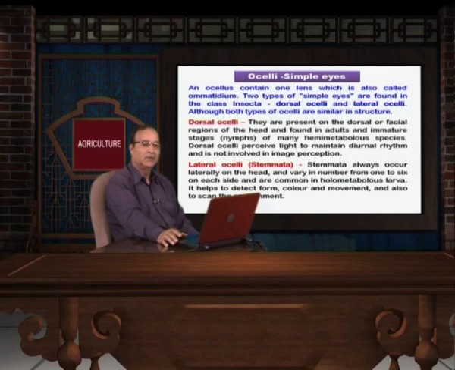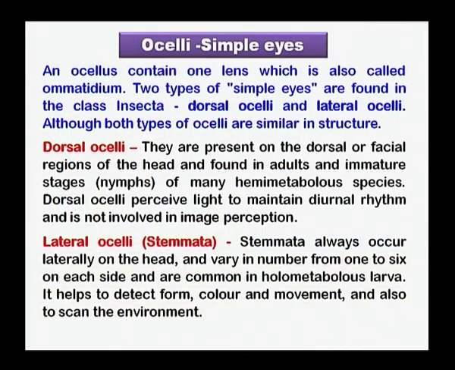Now coming to the ocelli, which are also known as simple eyes. An ocellus contains one lens, which is also technically called an ommatidium. Ocelli are of two types. One is dorsal ocelli and the second is lateral ocelli. And both types of ocelli are similar in structure.